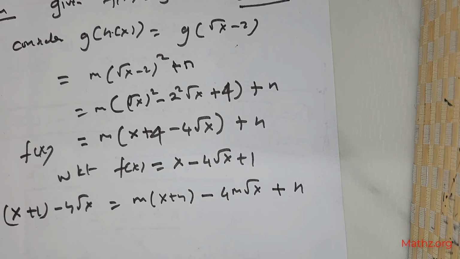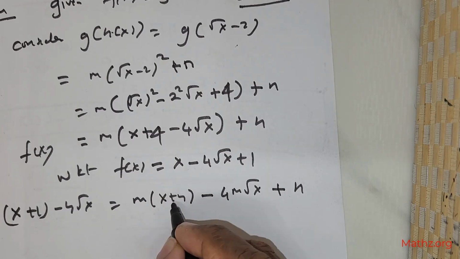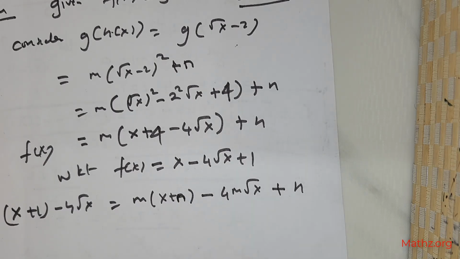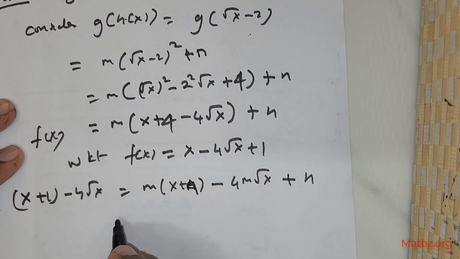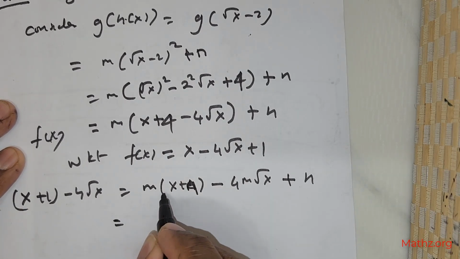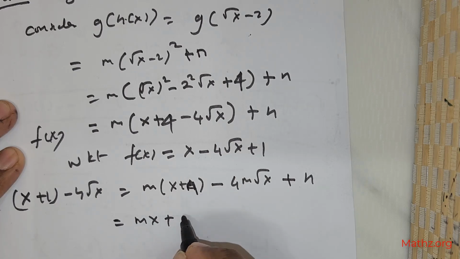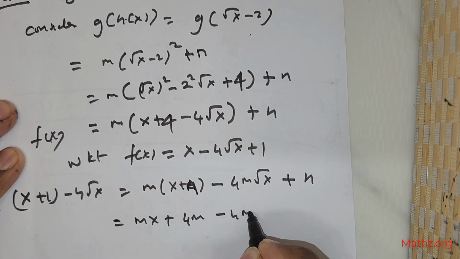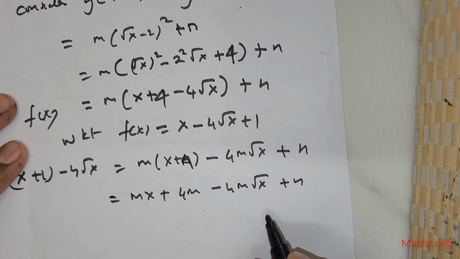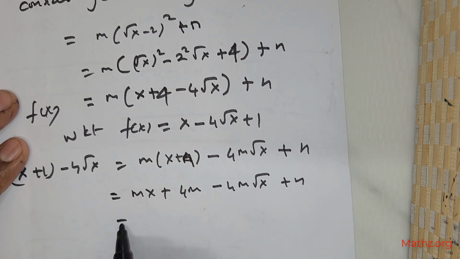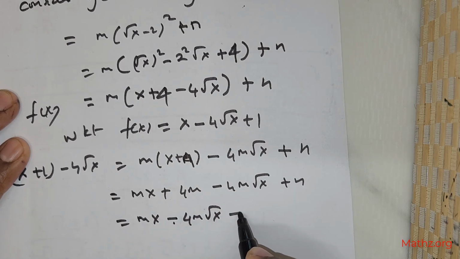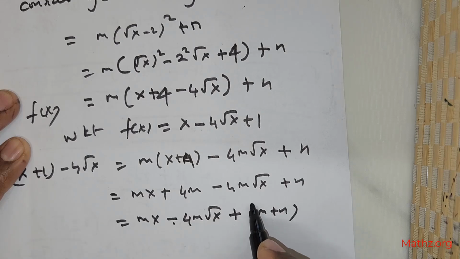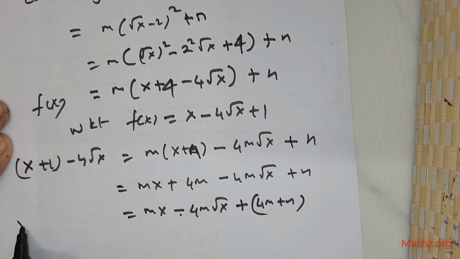So what we can do is we can equate the terms. Now I would distribute m here, so this is going to be m times x plus 4 times m negative 4 times m root of x positive n. This can be again rewritten as m times x negative 4 times m root of x positive 4m plus n. On the left you have x, I'm going to rewrite this as negative 4 times the root of x positive 1.